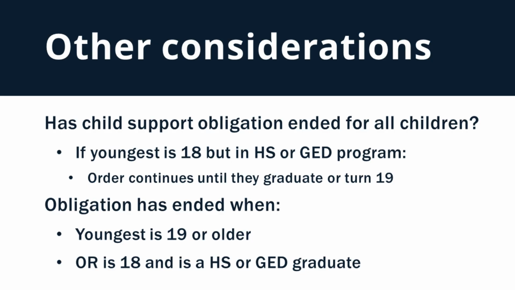And there are other things to consider. Has the child support obligation ended for all minor children? If the youngest child is 18 but still in high school or a GED program, the order continues until they graduate or turn 19. The obligation ends when the youngest child is 19 or older, or the youngest child is 18 and graduated from high school or received a GED, and there are no arrears owed.